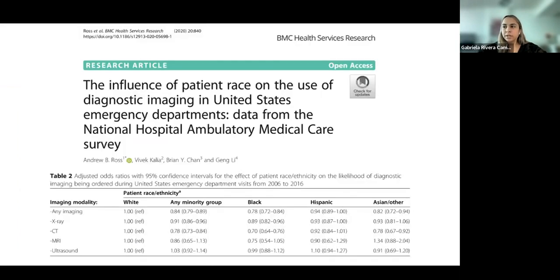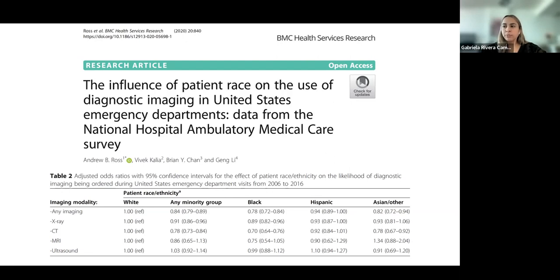Now we're going to discuss the study that was published in 2020 in BMC Health Services Research by Ross, Kalia, Chang, and Lee, titled The Influence of Patient Race in the Use of Diagnostic Imaging in United States Emergency Departments, using data from the National Hospital Ambulatory Medical Care Survey. The study included ED patients from hospitals across all 50 US states and Washington, D.C., including urban and rural hospitals, regional trauma centers, and smaller non-trauma sites. It excluded federal, military, and VA facilities.